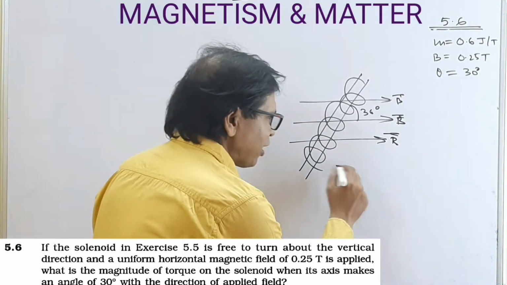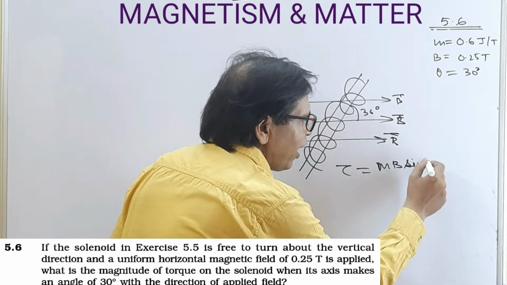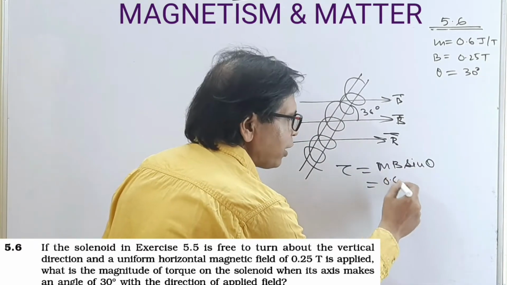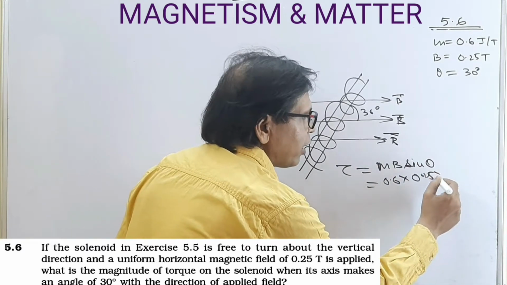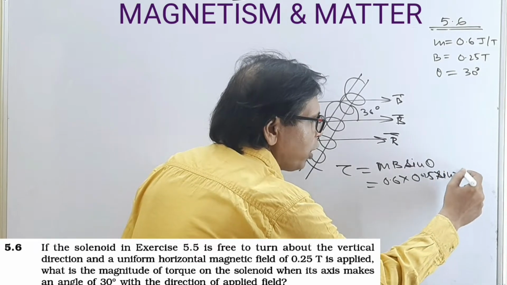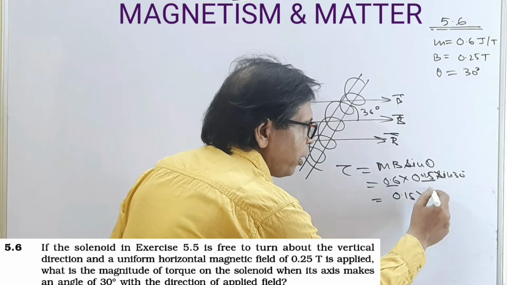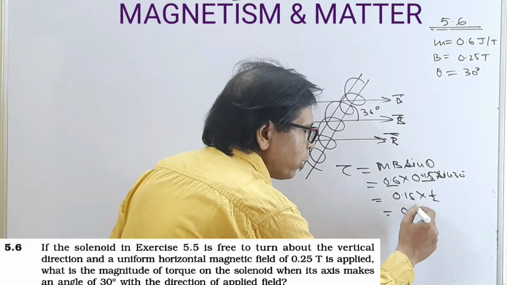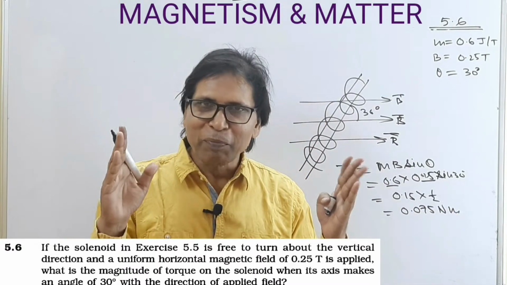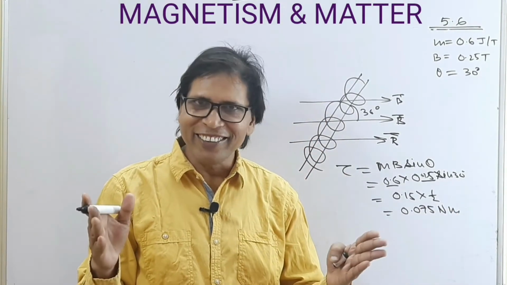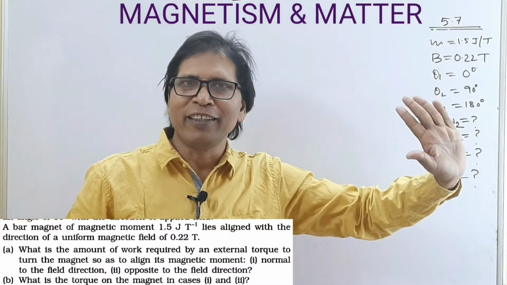So tau equals mB sin theta. Here m equals 0.6, B equals 0.25, and this is sin 30 degrees. So this is 0.15 into half, which is 0.075 Newton meter, the torque experienced by the solenoid. Understood?